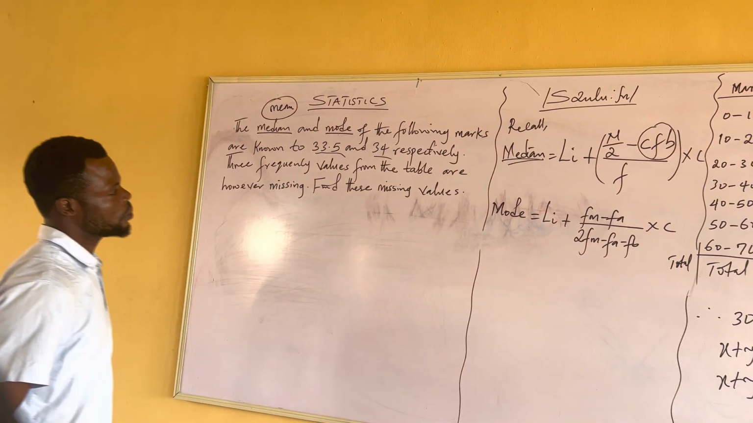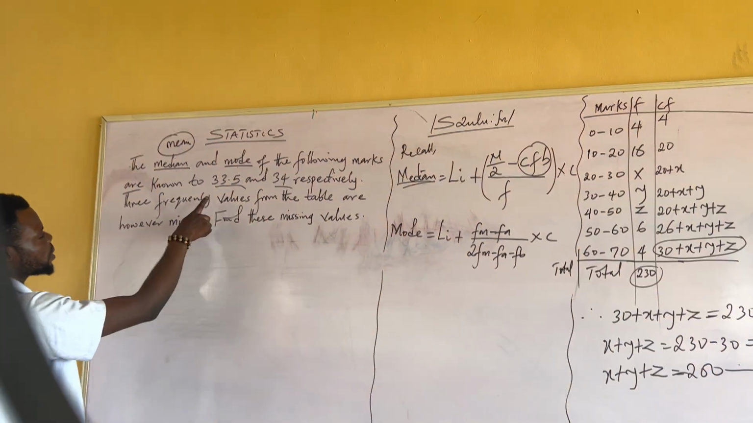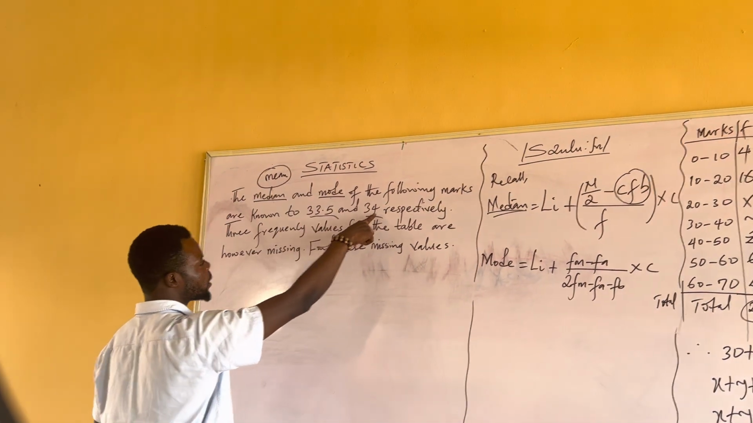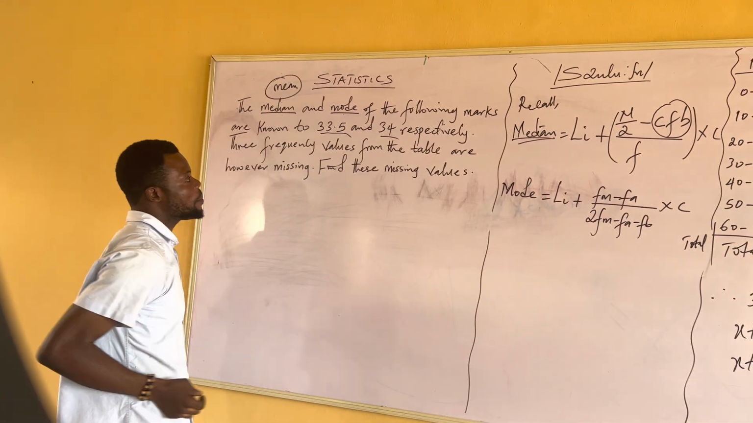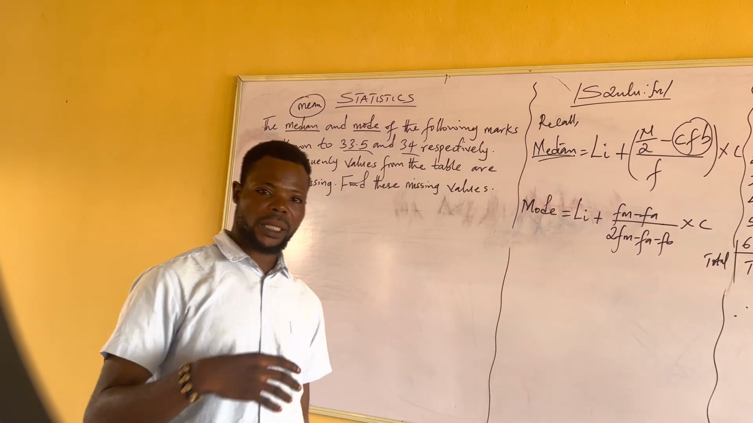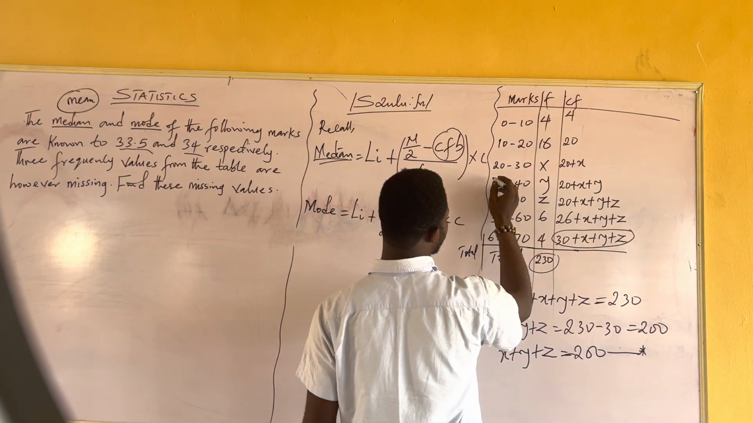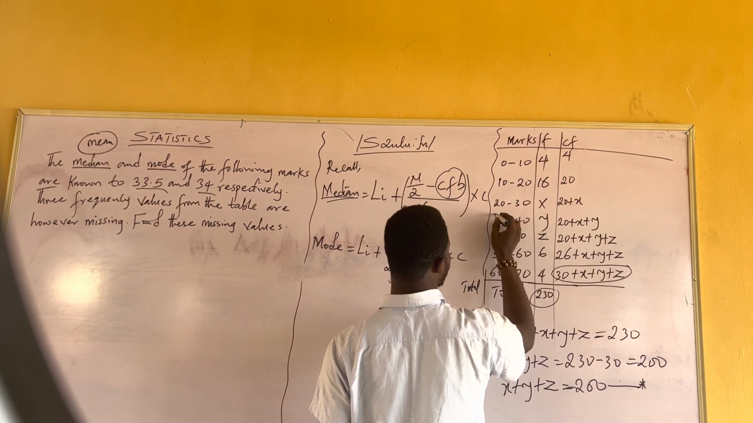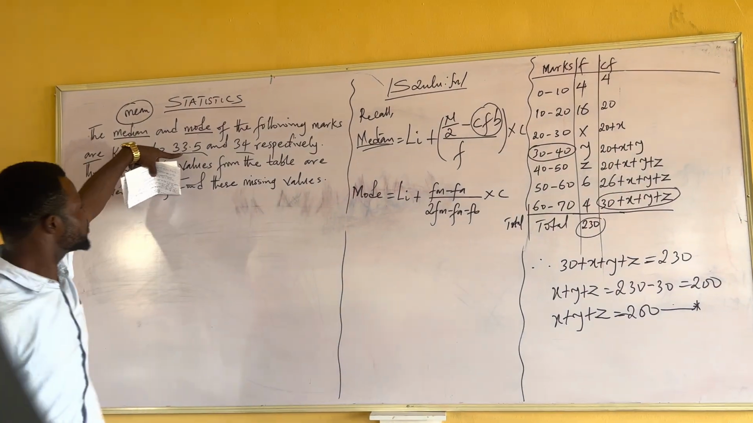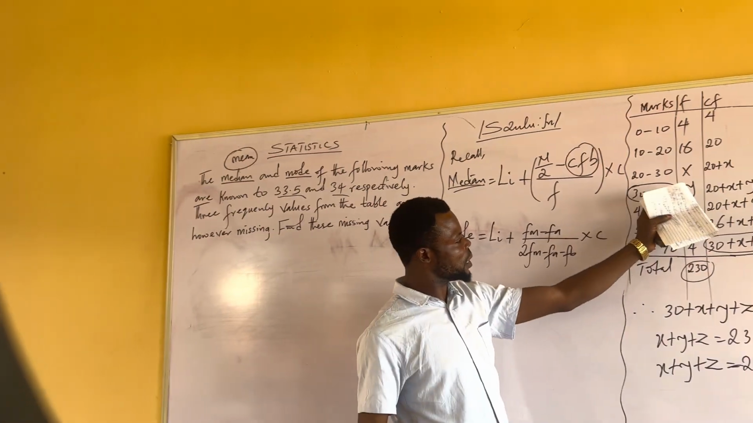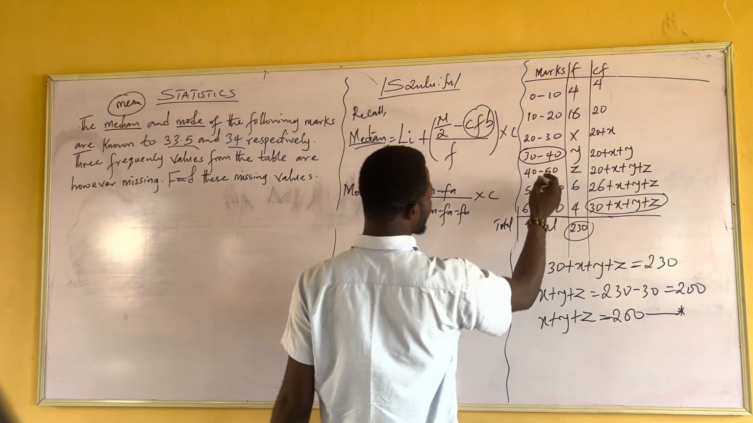Now, what is our Li? If you look at the values given, the median is 33.5 and the mode is 34. So that means the mode and the median are in the same class. This is the class where you find 30 and 33, or 30 to 34. So the median, 33.5, is within this class, and the mode, 34, is also within this class.